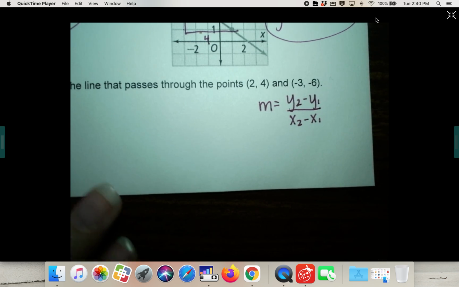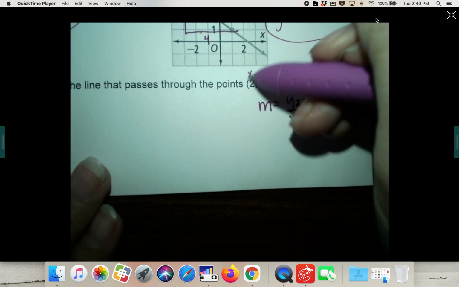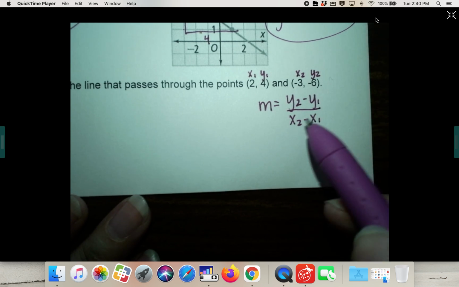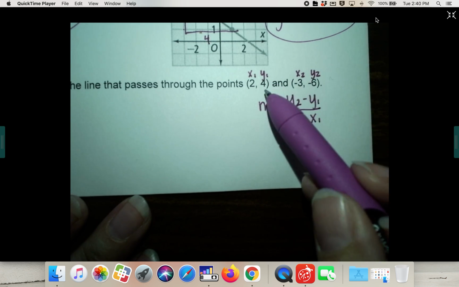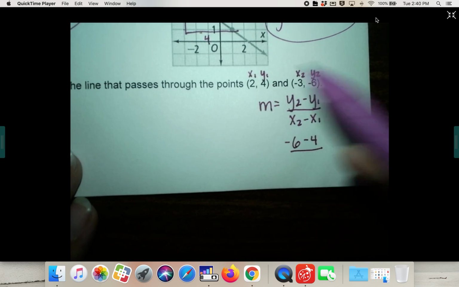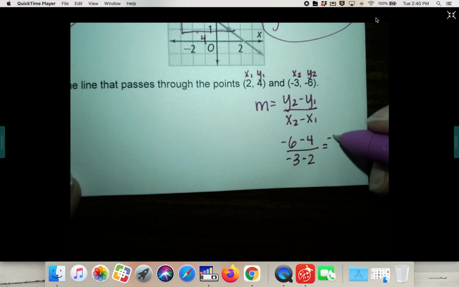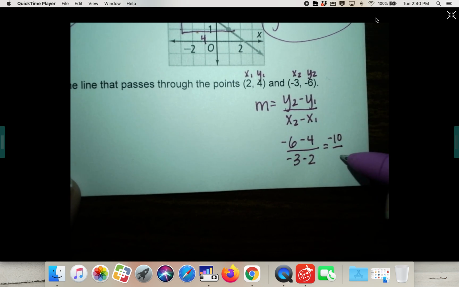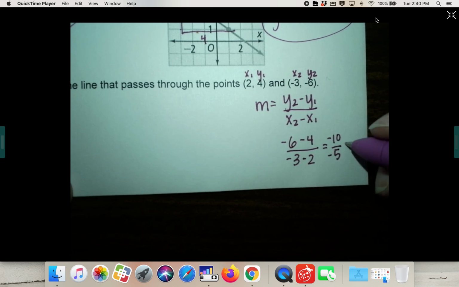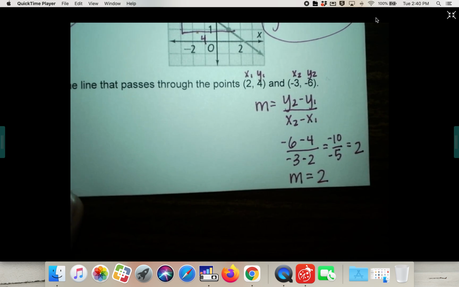So here we go. This is my x1, y1. This is my x2, y2, because it's my first set of coordinates and my second set of coordinates. So y2 minus y1 is -6 minus 4 over -3 minus 2. -6 minus 4 is -10. -3 minus 2 is -5. When you divide -10 divided by -5, negative divided by negative is +2. So I know now that my slope is 2.